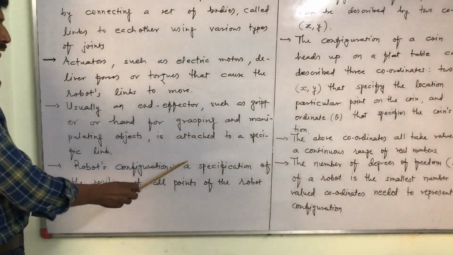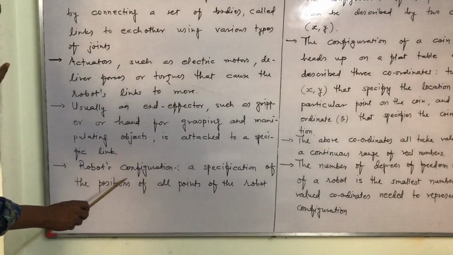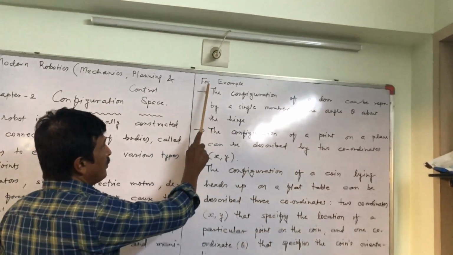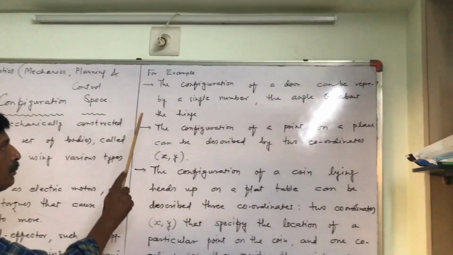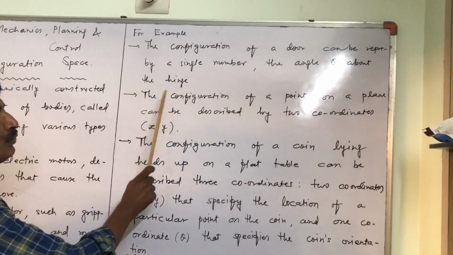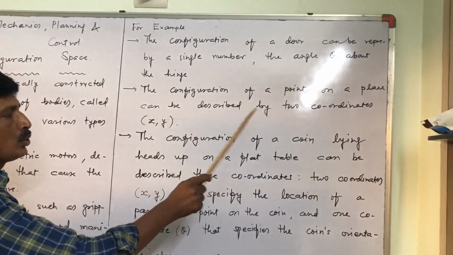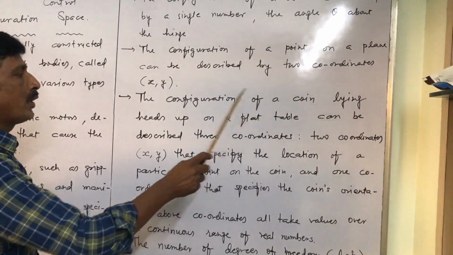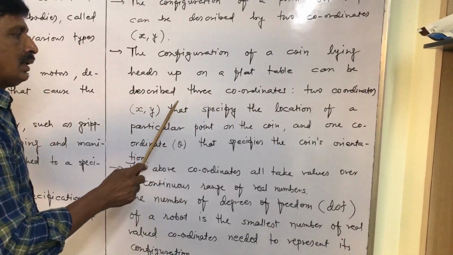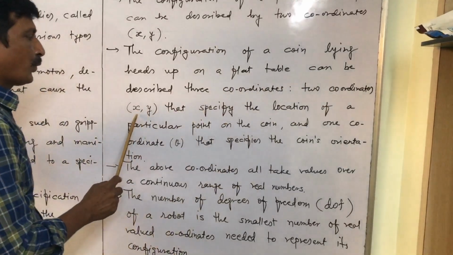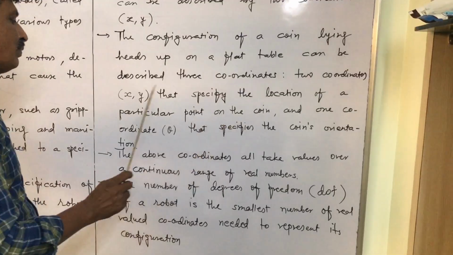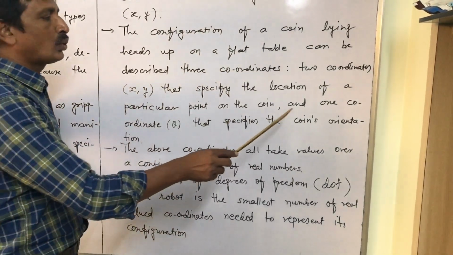Robot's configuration: a specification of the positions of all points of the robot. For example, the configuration of a door can be represented by a single number, the angle theta about the hinge. The configuration of a point on a plane can be described by 2 coordinates x, y, and the configuration of a coin lying heads up on a flat table can be described by 3 coordinates. Total 3 variables: 2 coordinates for the first point x, y that specify the location of a particular point on the coin, and 1 coordinate theta that specifies the coin's orientation.